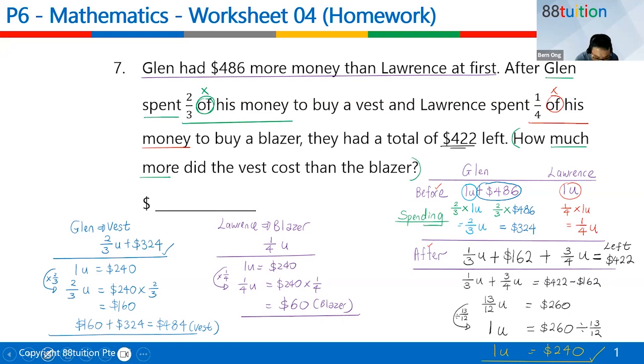The question is, how much more? Yes, the vest is more expensive. By how much? You are supposed to find the difference. And it is actually $424 more. And that's your answer. Children, this type of question, easily 4 marks or 5 marks?